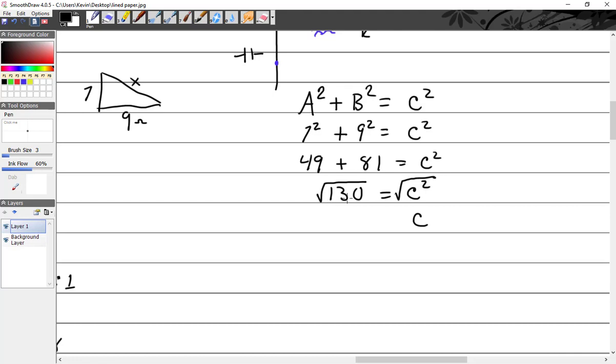Okay, and then the square root of 130, I just put in 130, the square root, and I get 11.4. So that means that if this is 7 inches and this is 9 inches, x right there has to be 11.4.